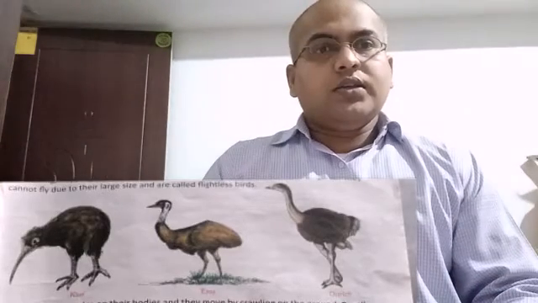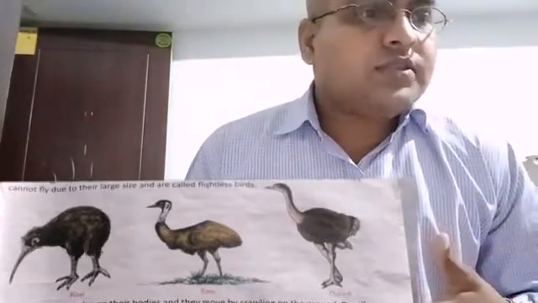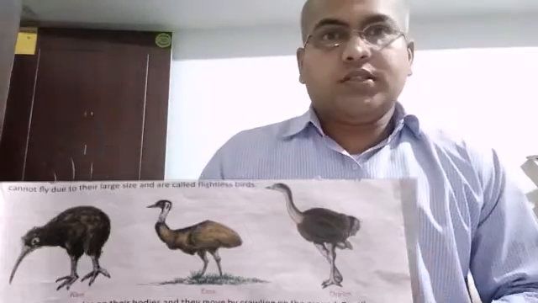So these are some basic structures or basic organs of movement in some animals. Now let's discuss the birds.